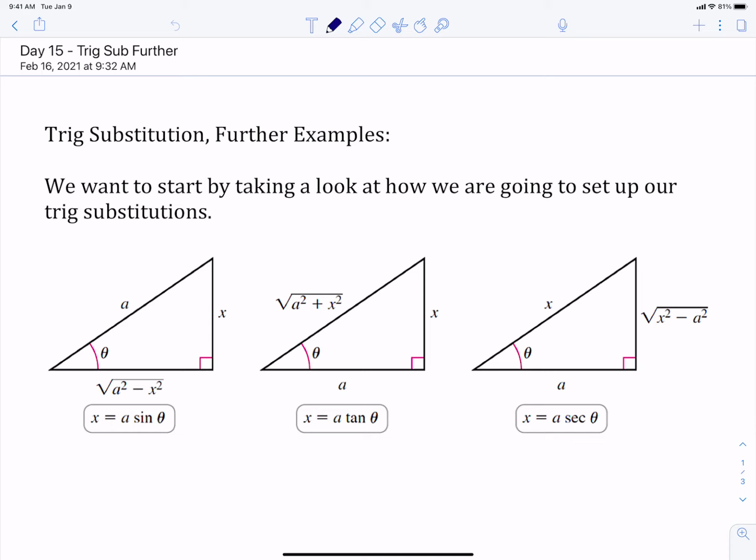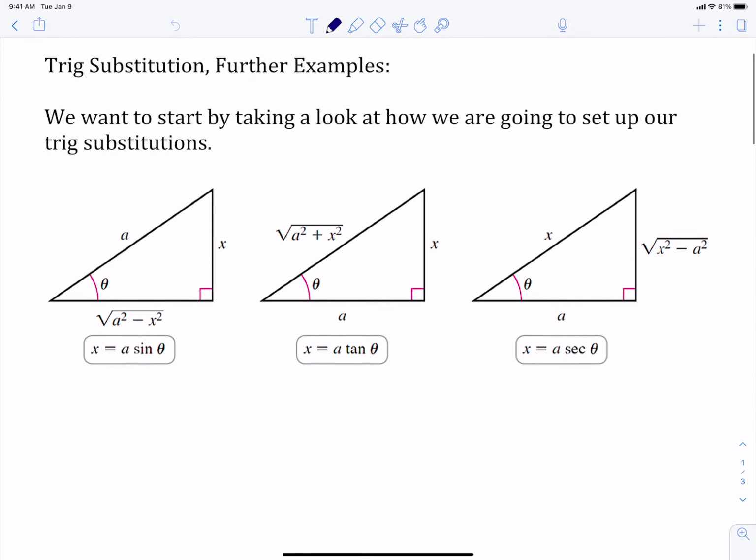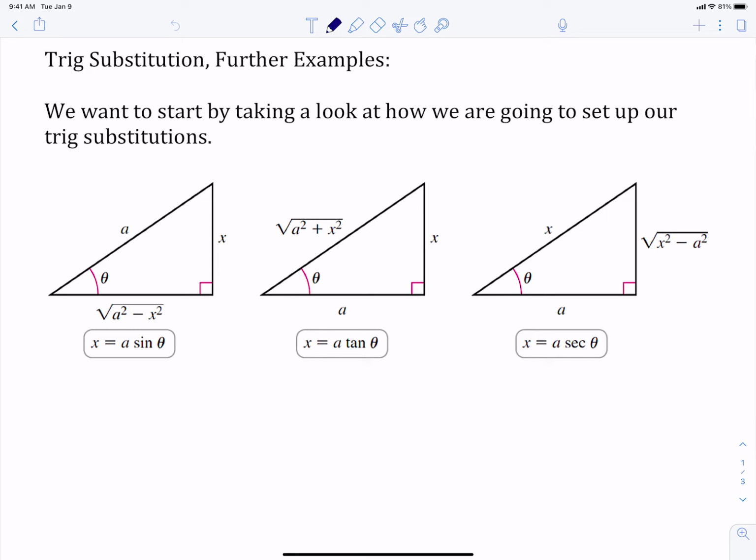So now that we've seen one example of a trig substitution, we want to take a look at the more general way that we're going to do this. How we set each of these up will depend on what type of square root we have in our problem. So here are the three types of triangles that we're going to use.